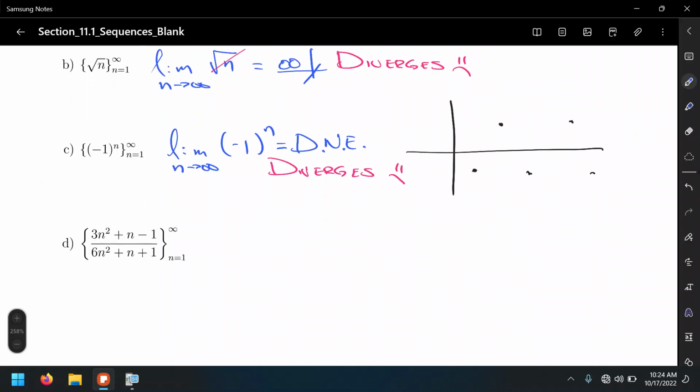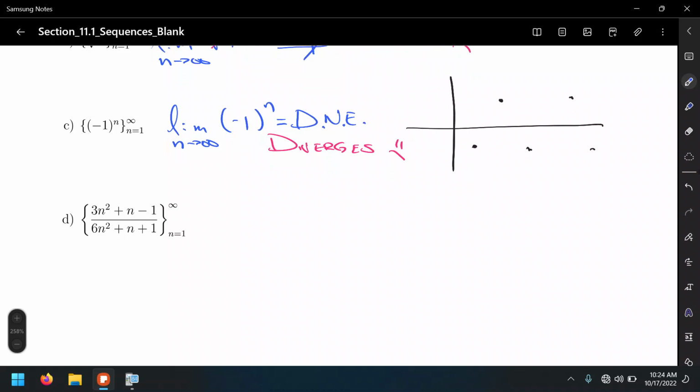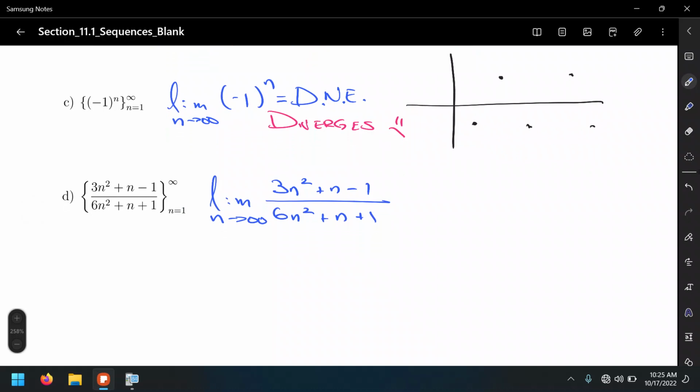Let's have a look at the next example, letter D. What do we have? Polynomial over polynomial: 3n squared plus n minus 1 divided by 6n squared plus n plus 1, and in this case, n going from 1 all the way to infinity. Let's see, how do we go about this sequence here? We need to write this down as a limit problem: limit of 3n squared plus n minus 1 over 6n squared plus n plus 1 as n goes to infinity. Any ideas on how to go about this limit? This is a Calc 1 limit, by the way.